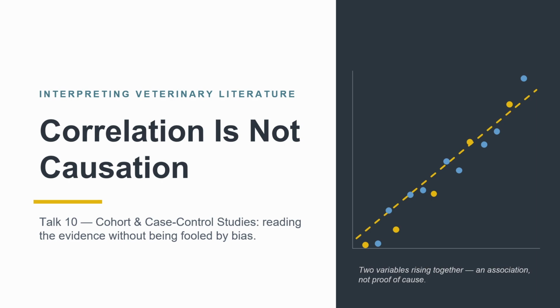Welcome to Talk 10. Today we're stepping back from specific statistical outputs and focusing on study design, specifically the two most common observational study designs you'll encounter in veterinary literature: cohort studies and case control studies. These are the backbone of much of what we know about risk factors, disease associations, and prognostic factors in veterinary medicine. They're also where the most important sources of bias live.